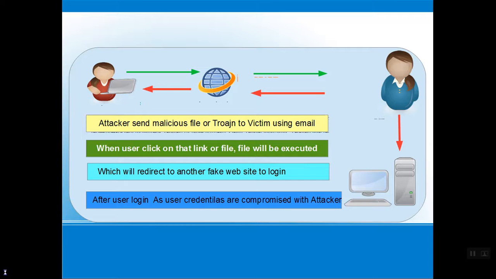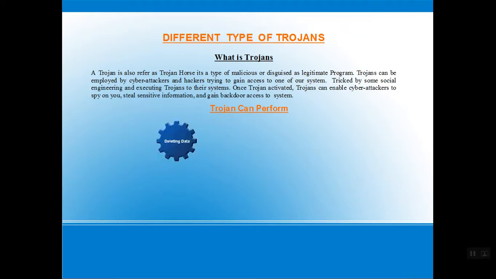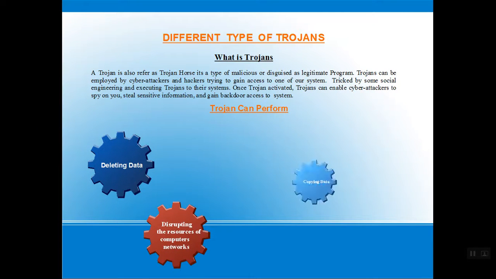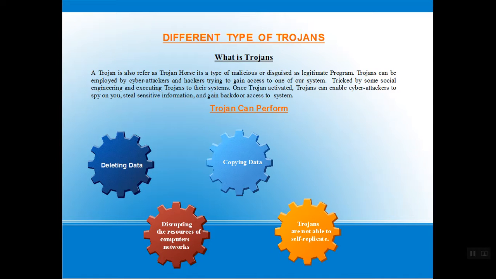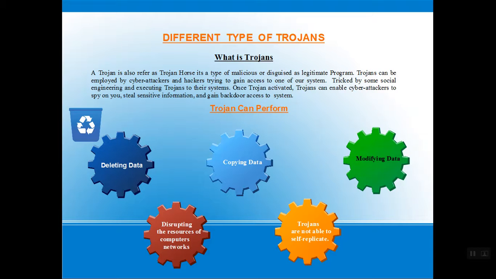In our next slide, we'll see the different types of Trojans. As we know, a Trojan can perform various tasks, such as deleting data without your knowledge or presence in the background, disrupting the resources of your computer and network, using the internet and network resources at the back end without the target knowing, or copying data. Your data is copied automatically at the back end without being initiated by you.